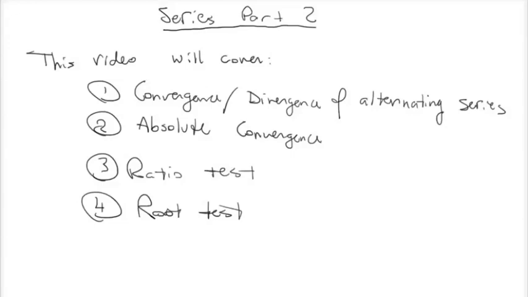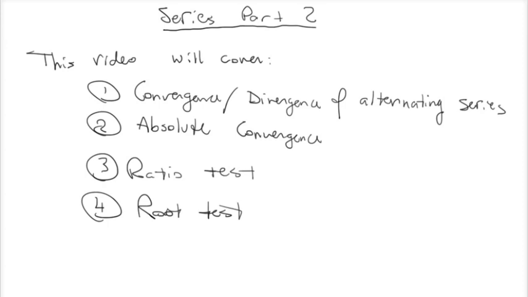Hey, so this is Joe, and this is the fourth video in the 11th chapter of Stewart's Calculus, and this is the general series video part 2. If you haven't looked at part 1 or the video on alternating series, I'd recommend watching those two before jumping to this one. But in this video we're going to be covering the convergence and divergence of alternating series and the tests you can do to figure that out.